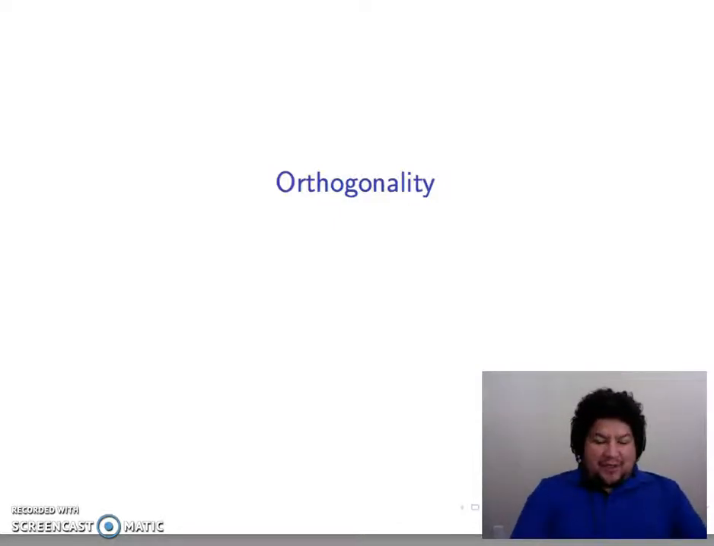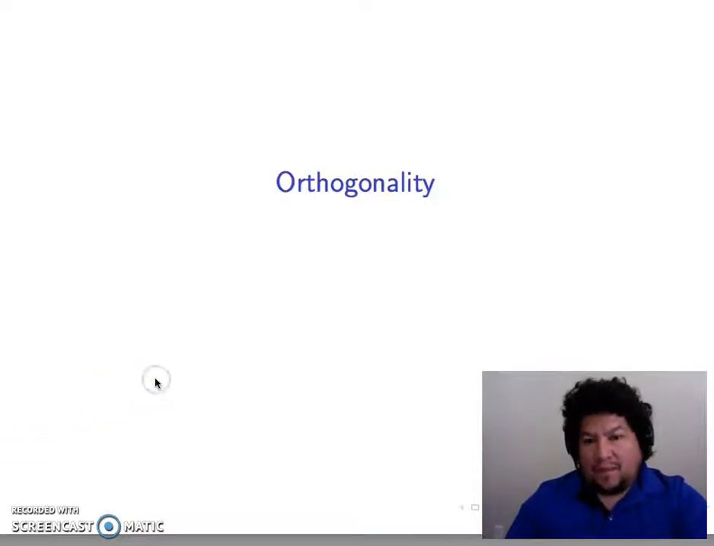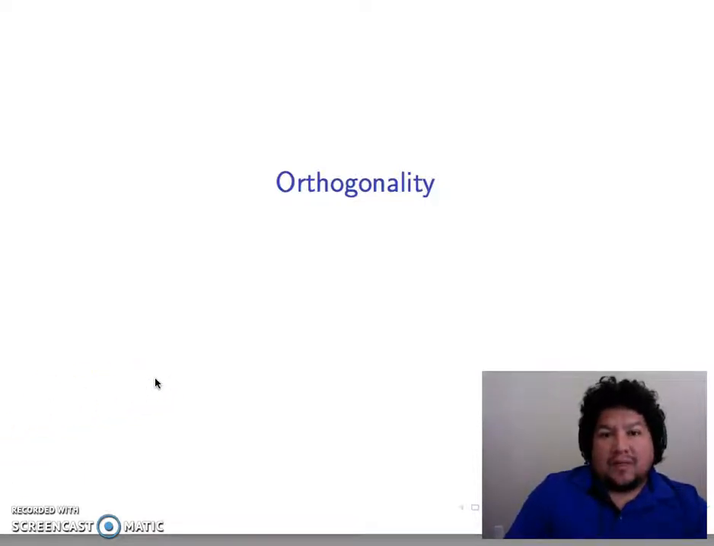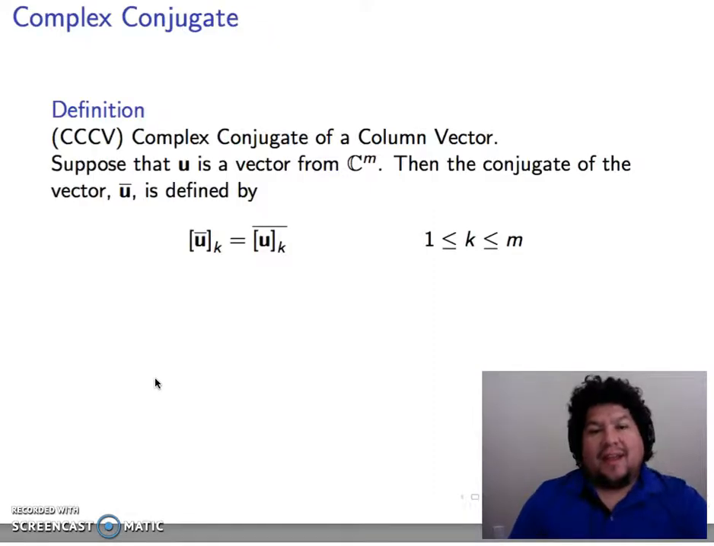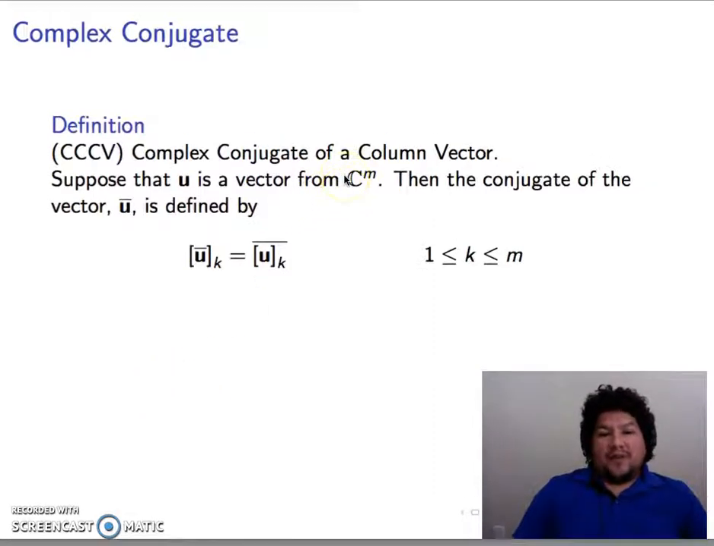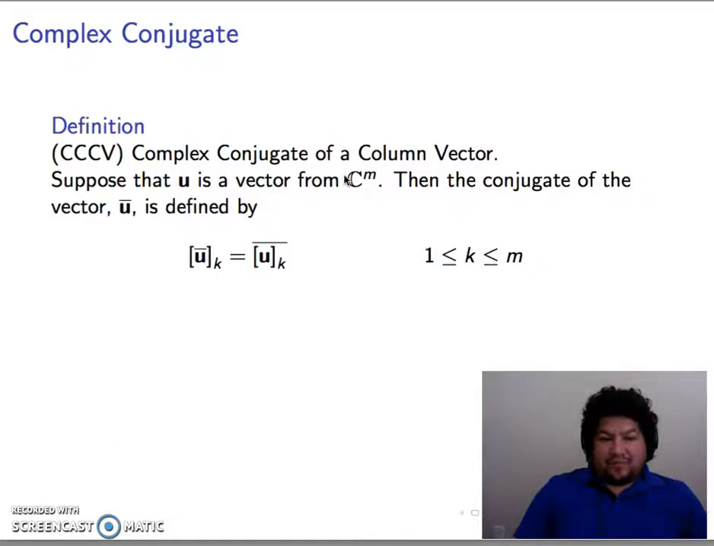Welcome to the lecture on orthogonality. We are going to learn about establishing whether or not vectors in C^m are orthogonal to each other. And that requires that we develop a number of tools.